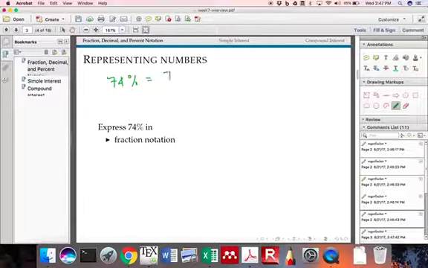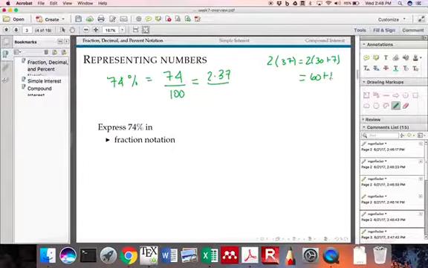74%, as you may recall, means 74 divided by 100. And that's a fraction. If you want simplest form, you can factor this 2 times, 37, I believe? 37. 37 times 2 is 74. And here's a way to see that. 37 equals 2 times 30 plus 7. That's 60 plus 14. 74. Woohoo! 2 times 50 equals 37/50.